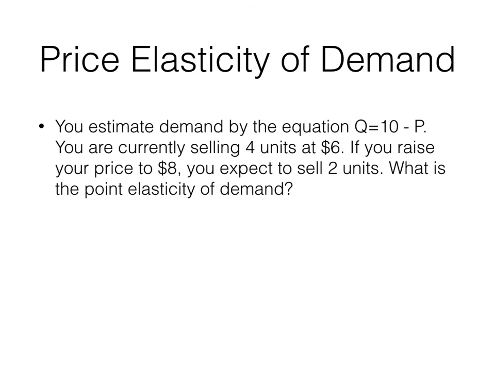So let's take an example. You estimate demand by the equation Q = 10 minus P. You are currently selling 4 units at $6. If you raise your price to $8, you expect to sell 2 units. What is the point elasticity of demand at this price quantity combination? Go ahead and pause the video and try to calculate that.